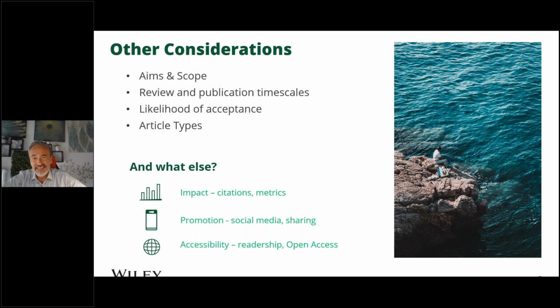You may also want to investigate the impact of the journals you are considering. Look at these citation metrics, such as the journal's impact factor, the H index, or citation count. So these metrics provide insight into the journal's influence and how frequently articles published in that journal are cited in other research. And also consider the journal's promotion strategies. Some journals actively promote articles through social media platforms, newsletters, or press releases. So it is important to assess how the journal supports the dissemination of research and its potential for increasing the visibility and reach of your work.